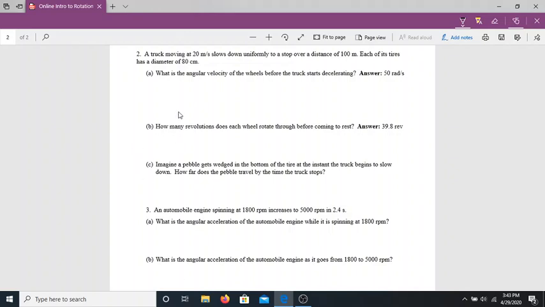So, for part A, we have a truck, and this whole question is about a truck that's basically moving forward, and then it slows down over a distance of about 100 meters before it finally stops. Now, it has tires that are rolling, which means they're rotating and moving forward while it's doing this. And the tires have a diameter of 80 centimeters. The first thing we want to do is find the angular velocity. How fast are the wheels spinning before the truck starts to slow down?